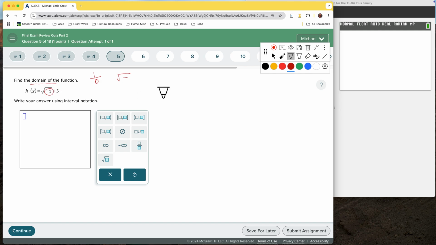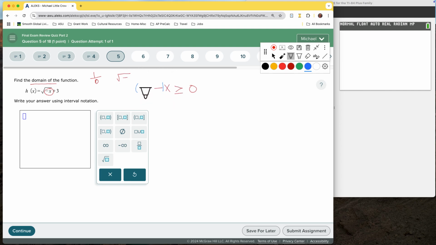We take that out and we say that negative x has to be a positive number or a non-negative, right? So greater than or equal to 0. That would make it positive. So that's all we got to do. Now we just got to solve for x. So this is like -1 times x.